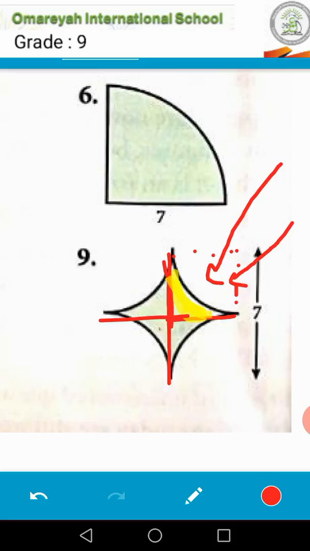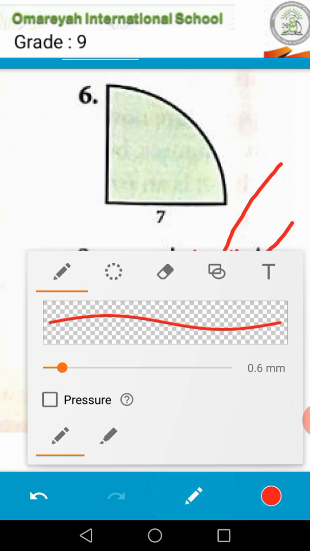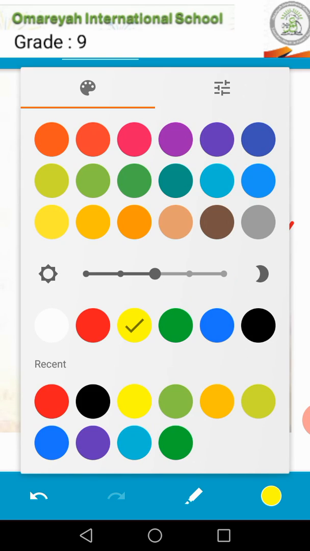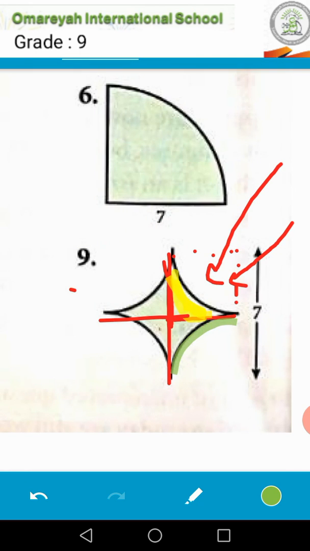As for the perimeter, I expect it's much easier, because to find the perimeter it's enough to find the circumference of the whole circle. This part is a quarter of a circle, and this is a quarter of a circle, and this is a quarter of a circle, and this part is also a quarter of a circle. Four quarters of the same circle give you the circumference of the whole circle. So if you can find the circumference of the whole circle, you get the perimeter of the shape. I expect it's not very hard.